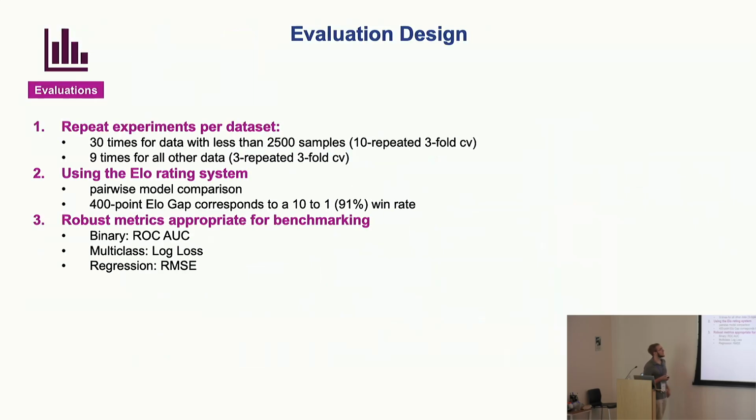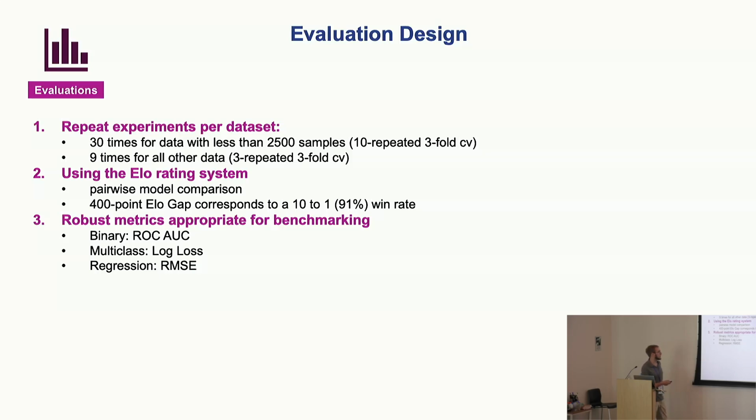So first, for our experimentation, we will run experiments with 30 repeats for data sets with less than 2,500 samples, or 9 times for all other data, basically to have a lot of results to avoid just random chance. And we use the ELO rating system, which we believe is a very stable system for evaluating methods. ELO is used, for example, in chess to compare the win rate probabilities of 2 players facing each other. You can actually do the same thing for machine learning models.